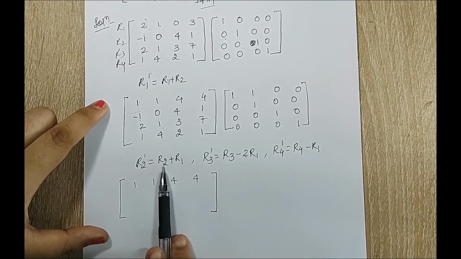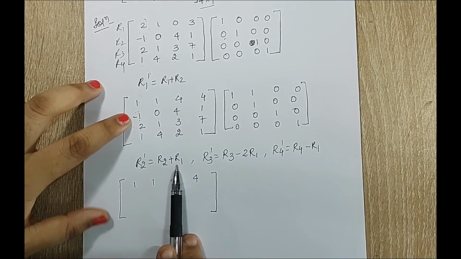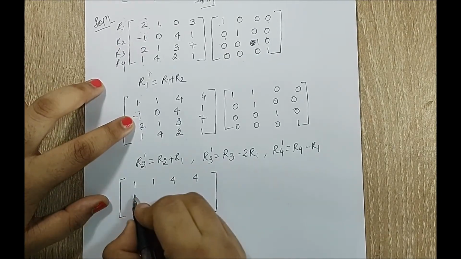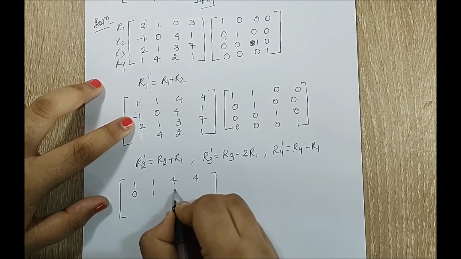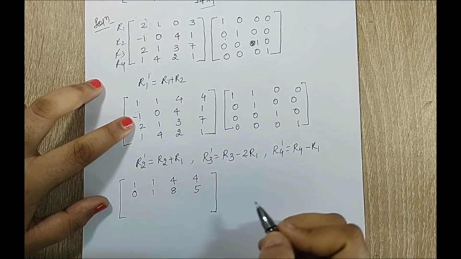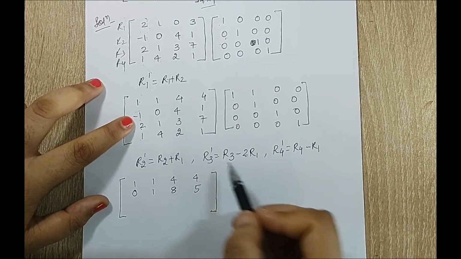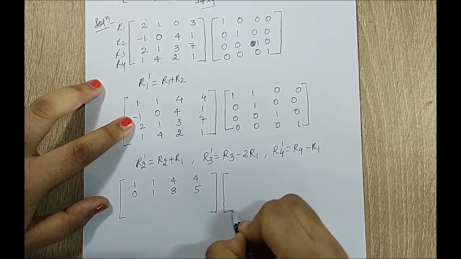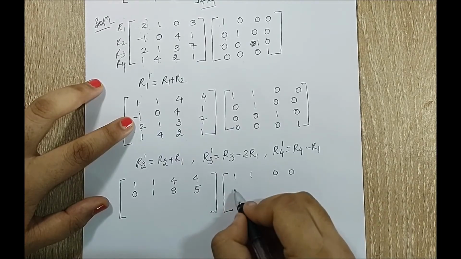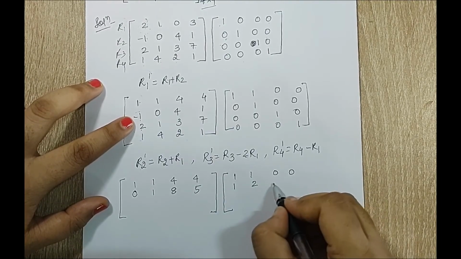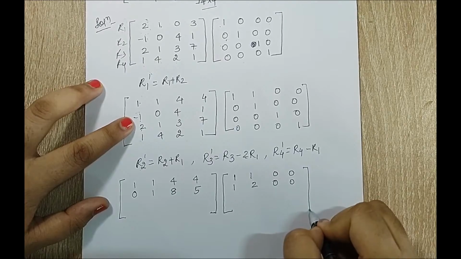Second row will become R2 plus R1. So here I am going to add these first values. So the first number is 0. Next I have this matrix. I will simultaneously write for this one as well, 1, 1, 0, 0. So this becomes 1, 2, 0, 0.